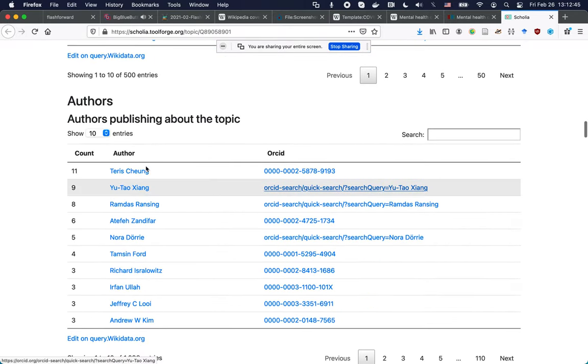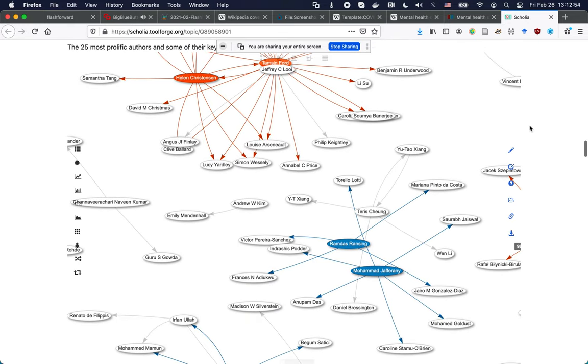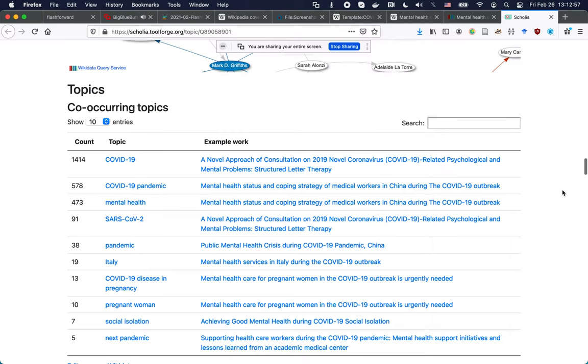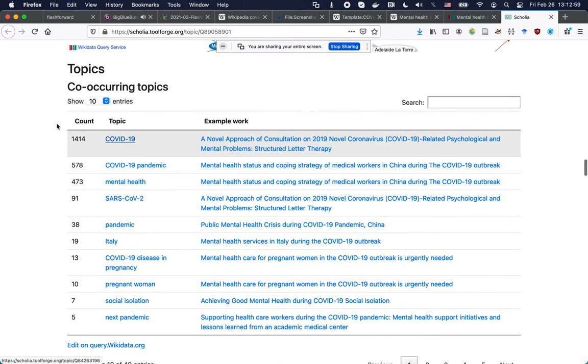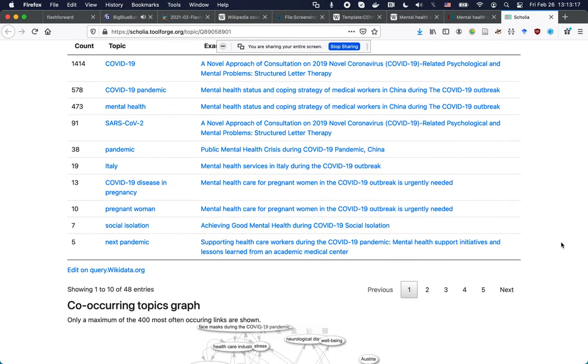You see authors that have published a lot on this particular topic, on the topic of mental health issues related to the pandemic. You see their co-author graph. And you also see which topics co-occur with that topic. Of course, COVID-19 pandemic, mental health, the virus itself, pandemics in general. But then Italy sticks out, pregnancy sticks out, social isolation, and also the next pandemic, which is the theme of this disease X kind of thing. Oh yeah, next pandemic, maybe that's something worth actually showing.